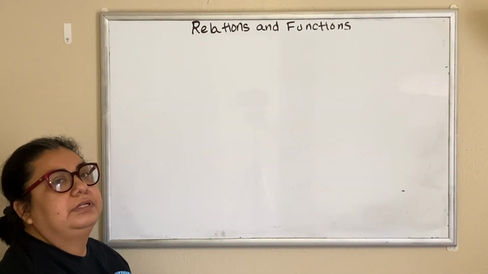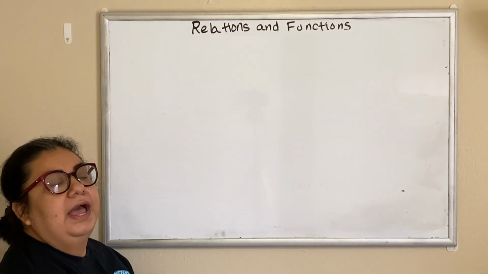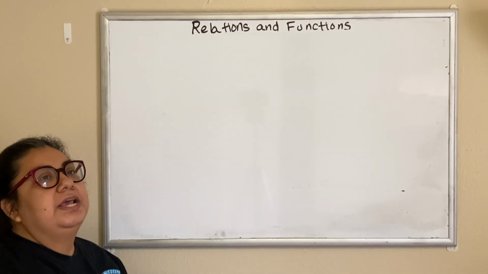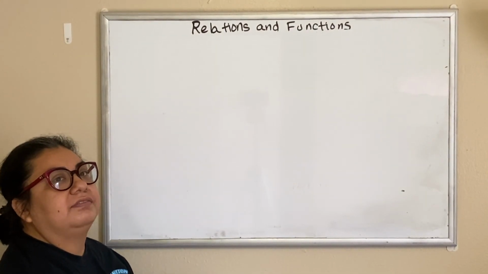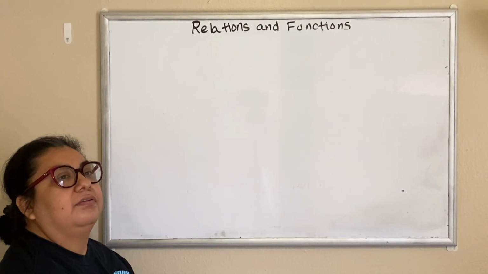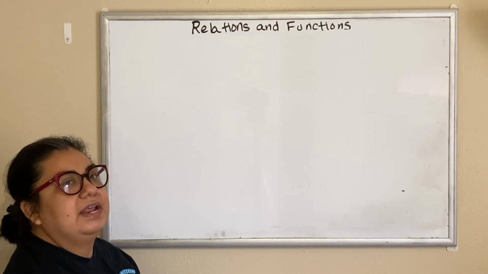Okay, I hope you enjoyed today's lesson on relations and functions. Tomorrow we're going to look at whether a relation is a function or not based off its graph. So we'll be looking at graphs, and we'll be doing something called a vertical line test to help us figure out whether a relation is a function or not. Have a great day, everyone.